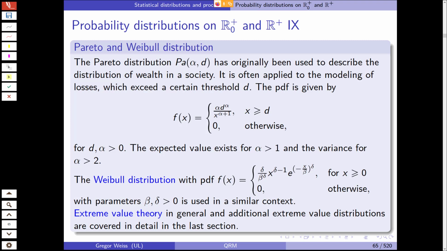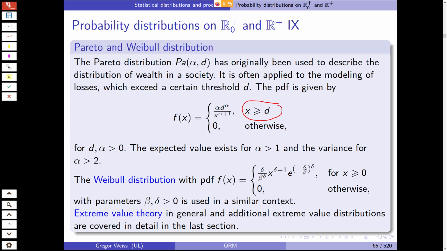And the PDF is given by alpha d taken to the alpha power divided by x to the alpha plus 1 power for x that are larger than d. And the expected value exists for alpha as a parameter being larger than 1, and the variance exists for alpha larger than 2. And the Weibull distribution, which is closely related, has a rather similar PDF, and it is used in a similar context.